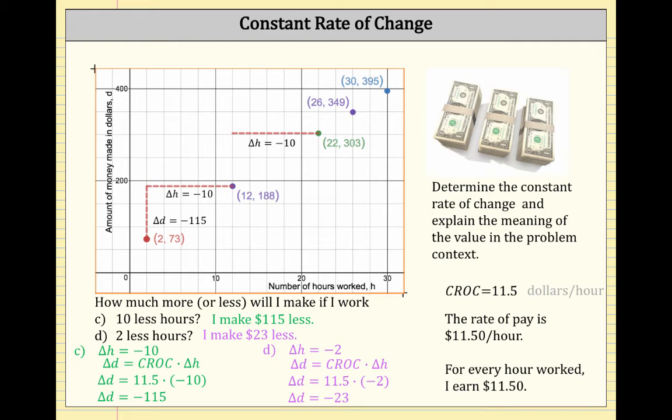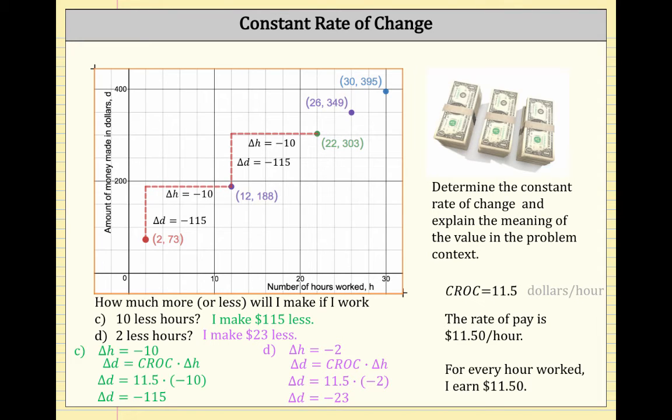But let's say, again, it doesn't really matter where I took it from. So let's say I started from 22 hours and $303. Okay, so I'm going to go through the same process again. If I work 10 hours less, delta H is equal to negative 10. And that corresponds to delta D of negative 115, which would mean that working 10 less hours means I make 115 less. Now let's see if this works, because it looks like it matches up on the point 12, 188. So if I take 10 hours less than 22, that is 12. And if I go $115 less than 303, that really does match up with 188.